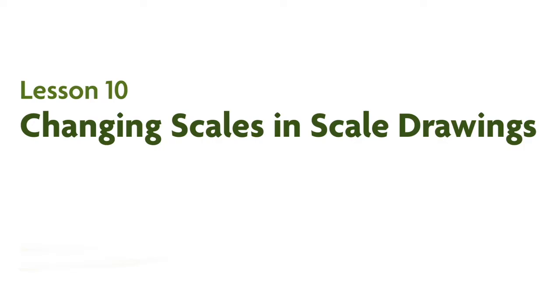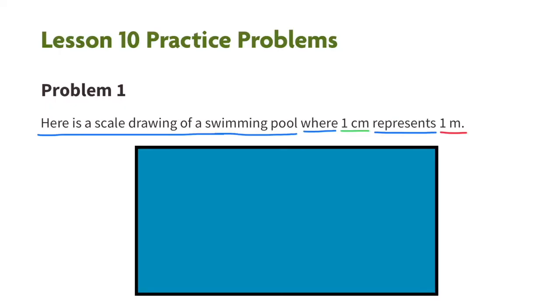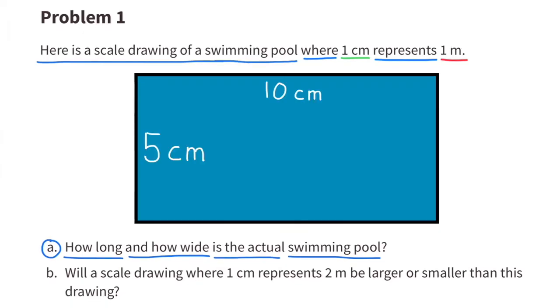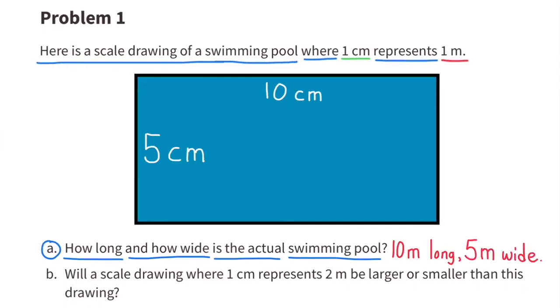Seventh grade, Unit 1, Lesson 10, Changing Scales in Scale Drawings. Number 1. Here is a scale drawing of a swimming pool where 1 centimeter represents 1 meter. A. How long and how wide is the actual swimming pool? The scale drawing of the swimming pool is 10 centimeters long and 5 centimeters wide. So the actual swimming pool would be 10 meters long and 5 meters wide.